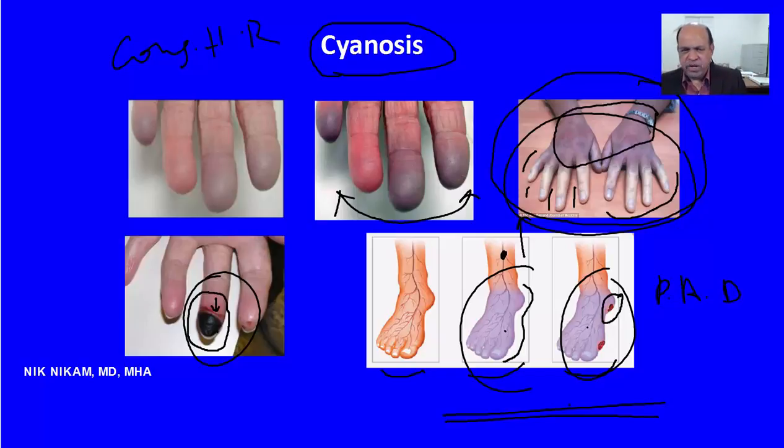So that is a brief overview of cyanosis in general and how we approach what needs to be done to differentiate the various causes and what are the treatment options available based on the underlying causes.